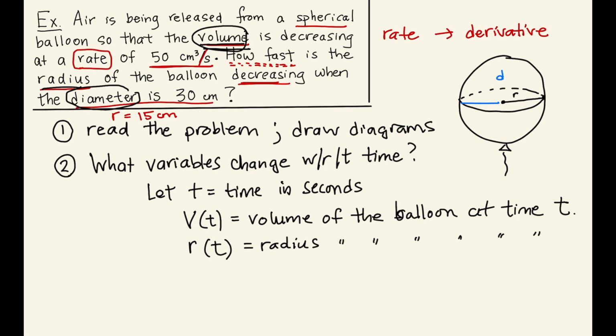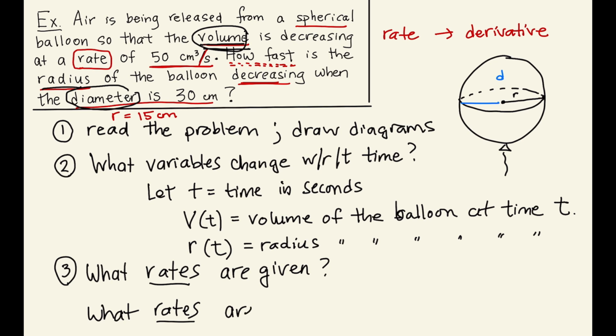After you've named the variables and quantities that are changing with respect to time, I would next recommend rereading the problem and answering the question: what rates are given, remembering that rates are derivatives? And what rates are we being asked for, so are unknown? In this case, what rates are given? If I reread the question, air is being released from a spherical balloon so that the volume is decreasing at a rate of 50 cubic centimeters per second. I'm going to write that down. So that is the volume that is changing. So dV/dt, the change in the volume with respect to time, is given. We see 50 cubic centimeters per second, but it's saying it's decreasing at that rate. So that's negative 50 cubic centimeters per second.